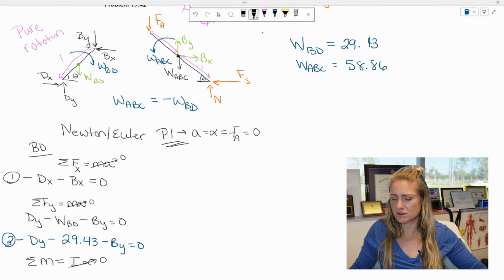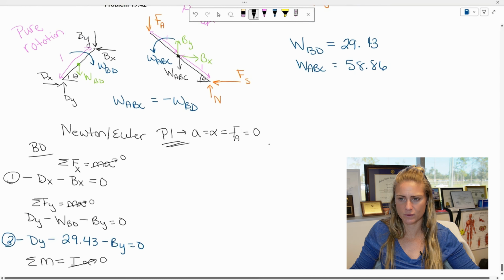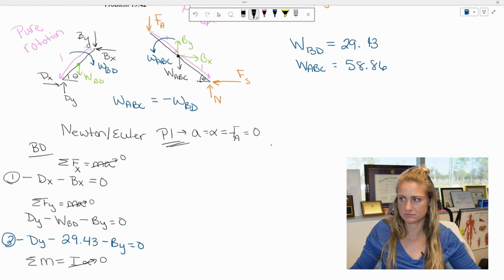Is it a must? No. You can do it at any point you want, and then you just keep developing equations that you know, until you get what you have, right?